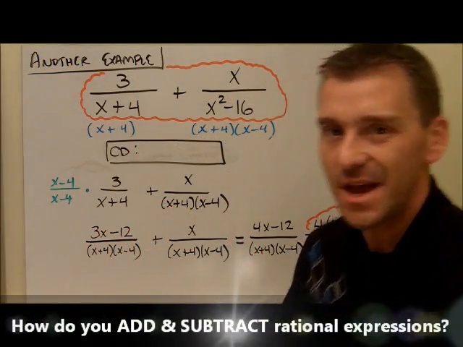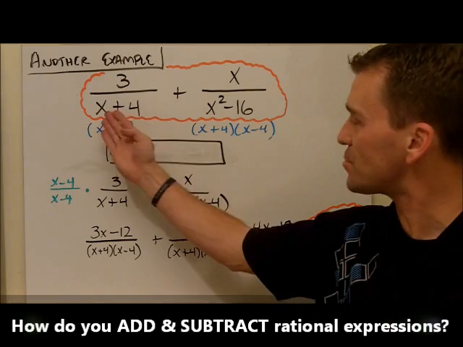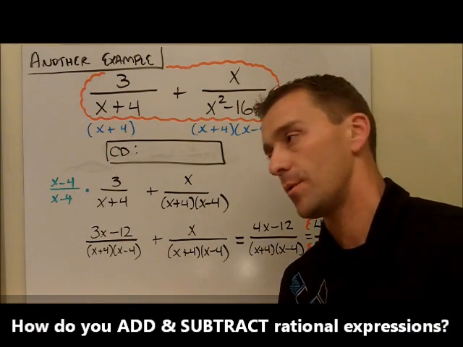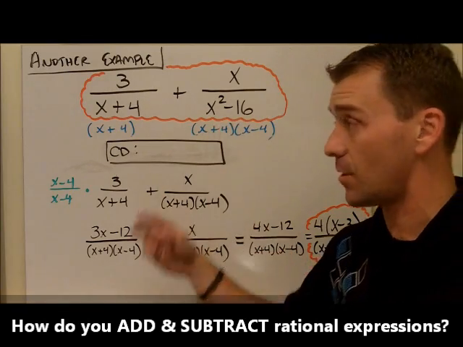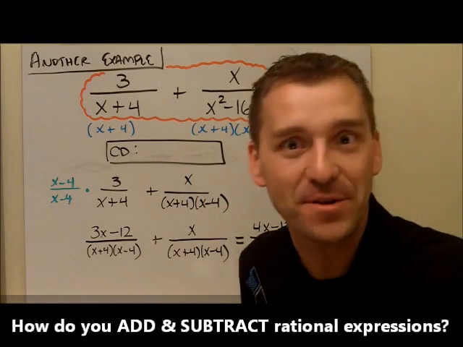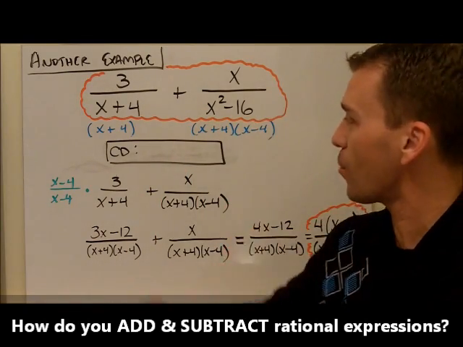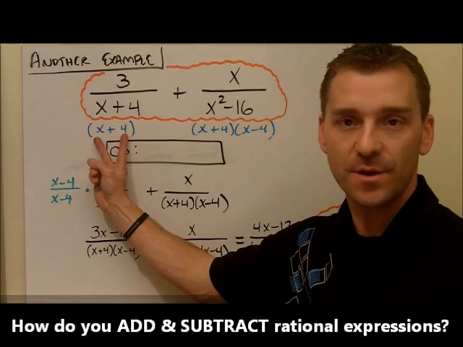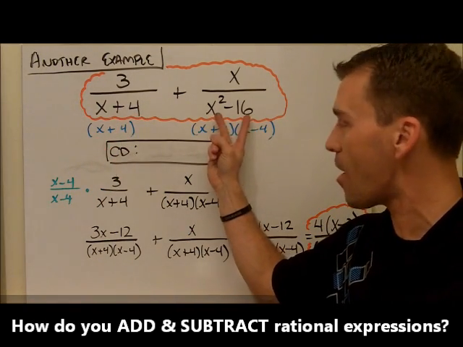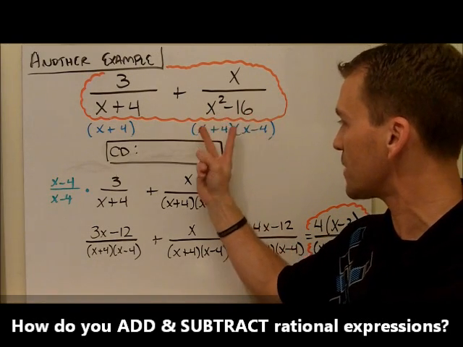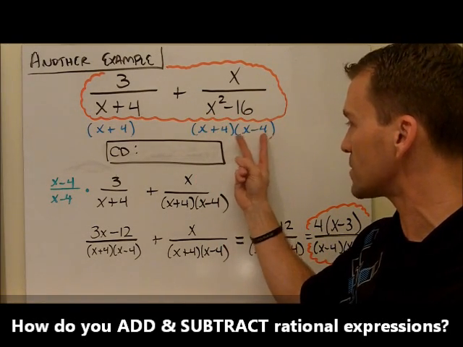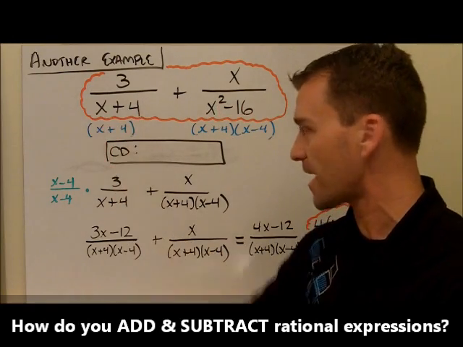On to another example. Well, we're adding here, and have you noticed? Oh no, we don't have common denominators. X plus 4, x squared minus 16. Well, let's get common denominators. Okay, step number 1, factor. Well, this one's already factored. There's nothing else I can do. This one, oh yeah, it's the difference of 2 squares. So I factor this into x plus 4, x minus 4. So that's factored nicely. That's factored nicely.